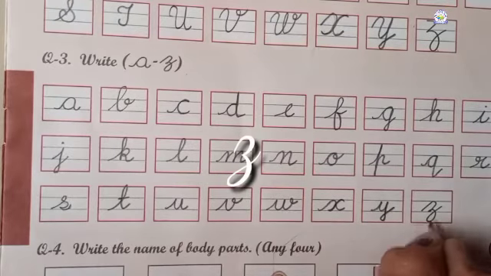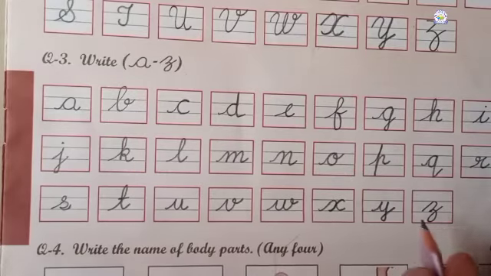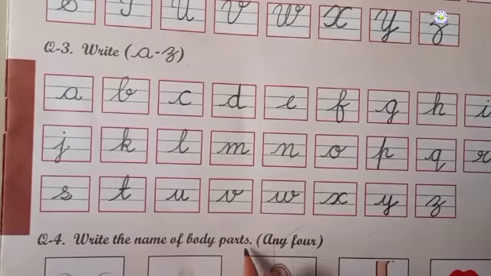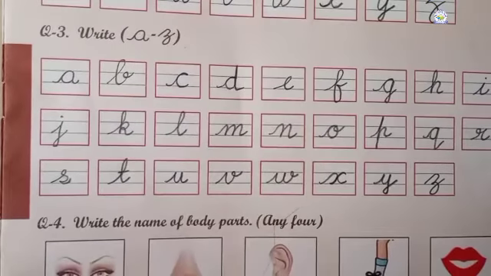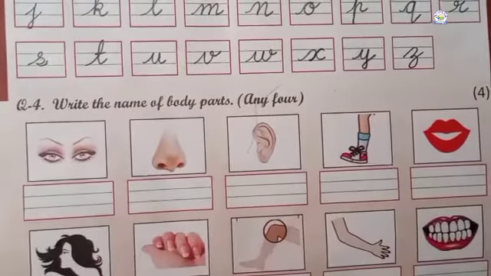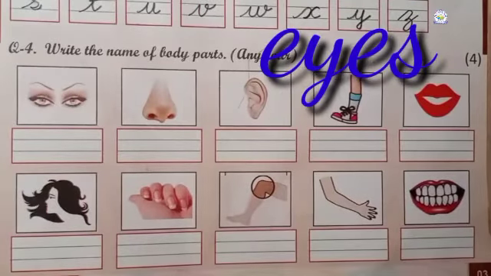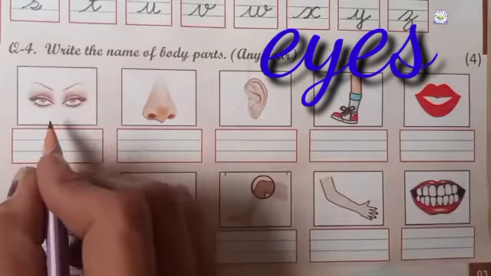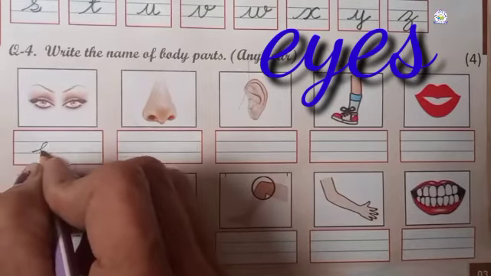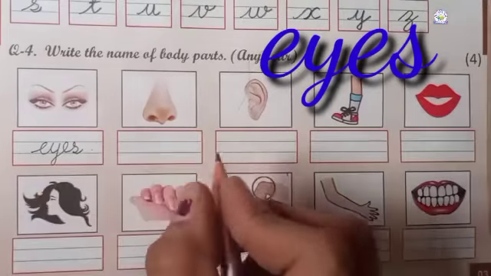and Z. So students, you have to speak and write small cursive letters A to Z. See the next exercise. Write the name of body parts. First picture is eyes. So we have to write here eyes. E, Y, E, S, eyes.